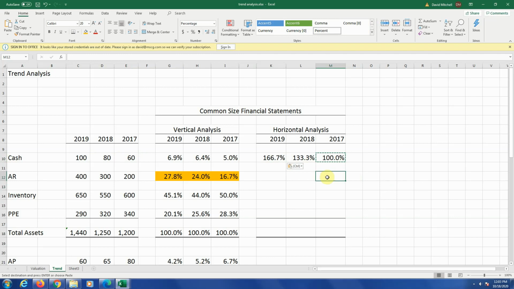So same thing for accounts receivable. We're going to use 2017 as our base year, and then everything will be put in terms of 2017 like such. So we can see those are going up in absolute terms, and this just gives the percentage increase relative to the base year.